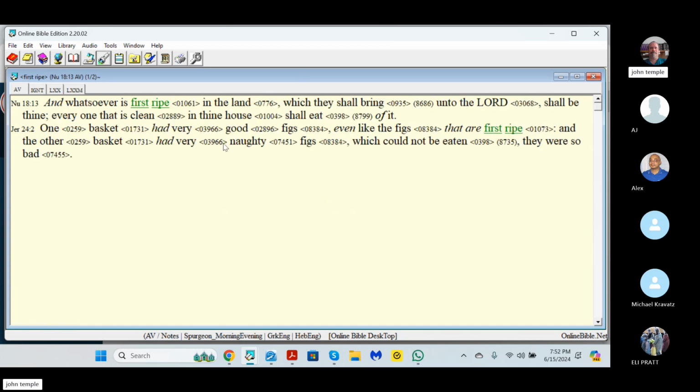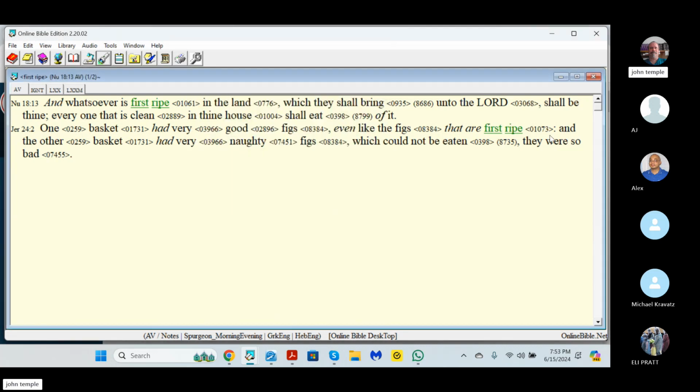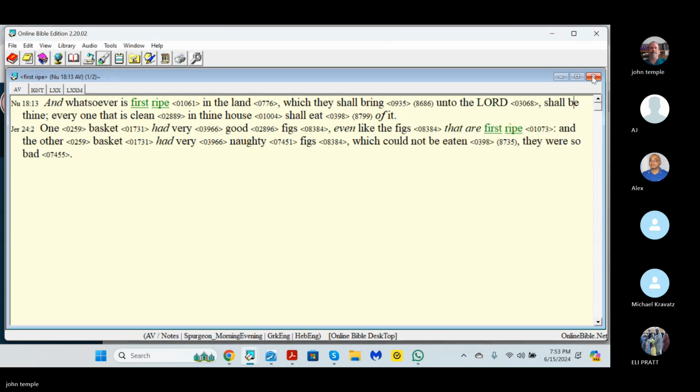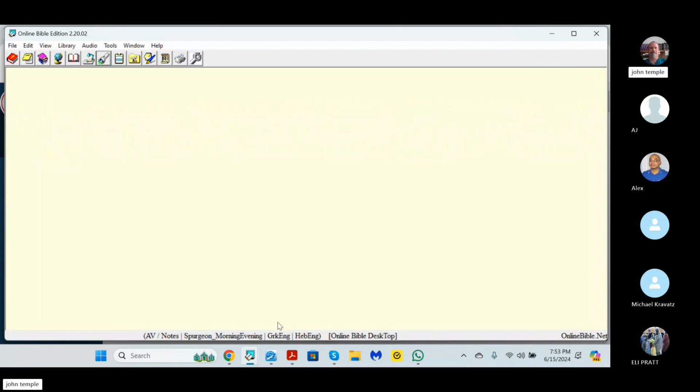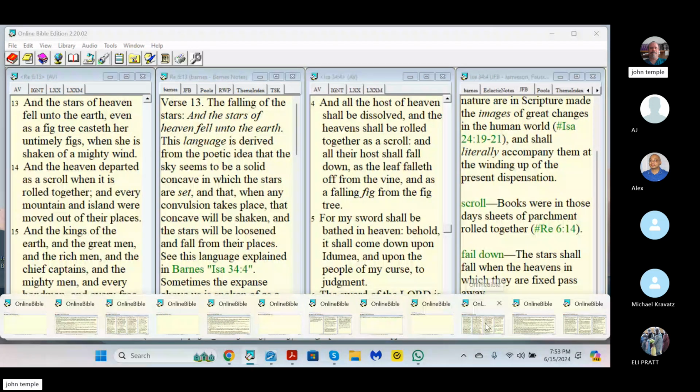Okay, first ripe. That's 1061. Yeah, 1061 is first fruit, first ripe, and 1073 is first ripe. And the firstborn is also connected to that, but that's a lot to get into right now. So these are the three. And these, I looked at this already. The Revelation 6:13 and Isaiah 34:4, and I had them.